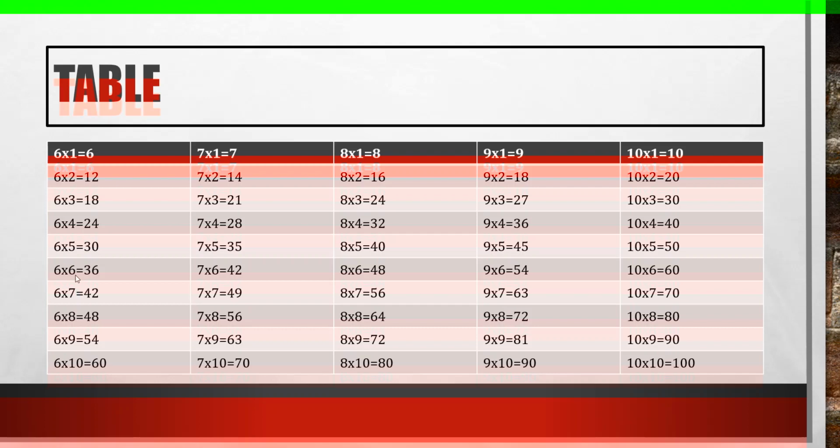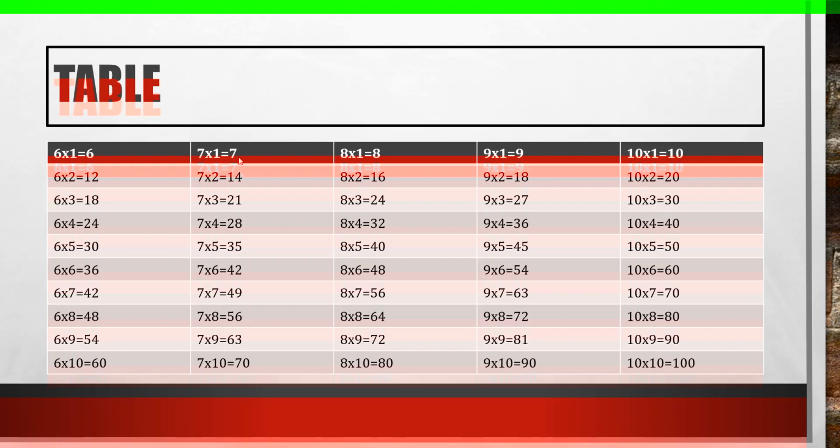6 times 6 is equal to 36. 6 times 7 is equal to 42. 6 times 8 is equal to 48. 6 times 9 is equal to 54. 6 times 10 is equal to 60. After that, the table of 7.